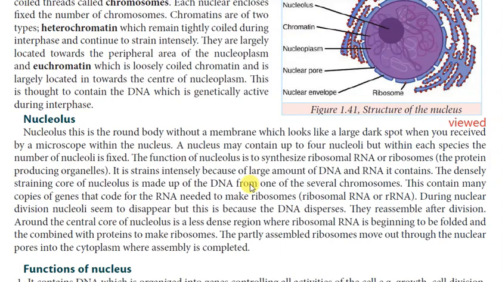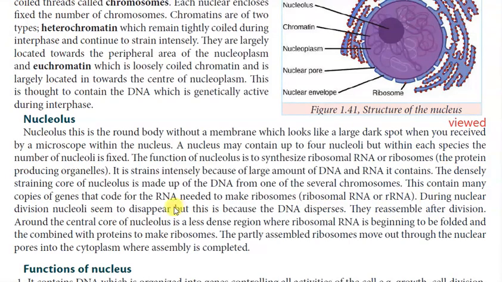But what you need to know is that RNA is always a copy of DNA. RNA is always formed from DNA. So the ribosomal RNA ndio RNA ambayo inakuwa ikiassociate with the protein inaenda kutengeneza nini? Ribosomes. Ambazo ribosomes zinatusaidia katika kutengeneza protein nyingine.